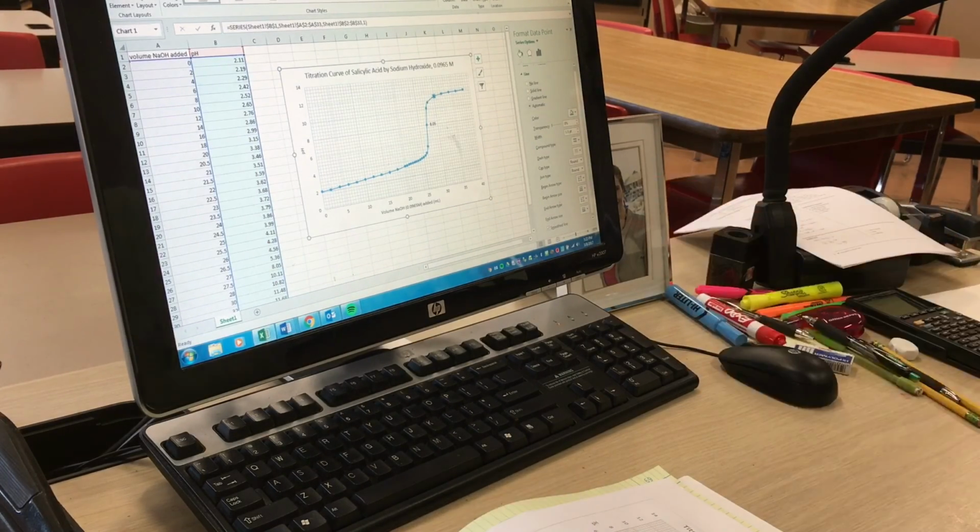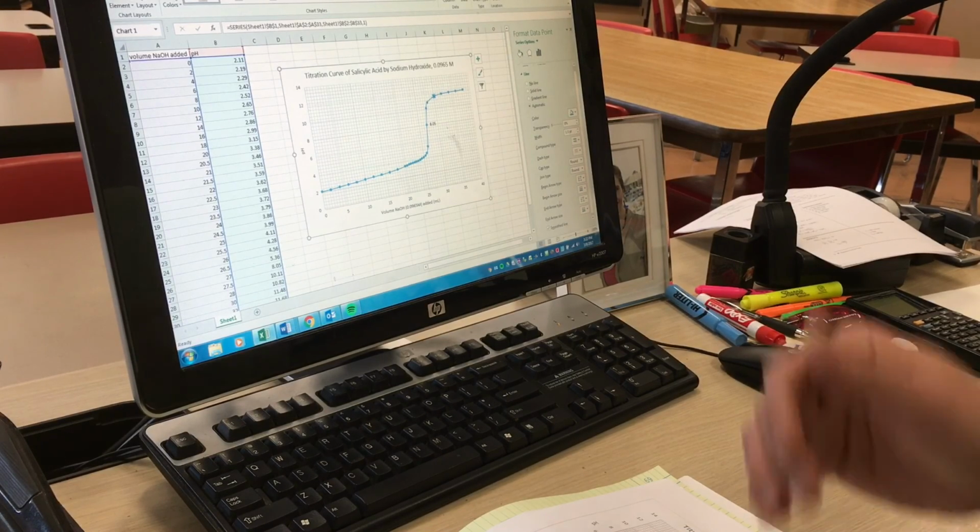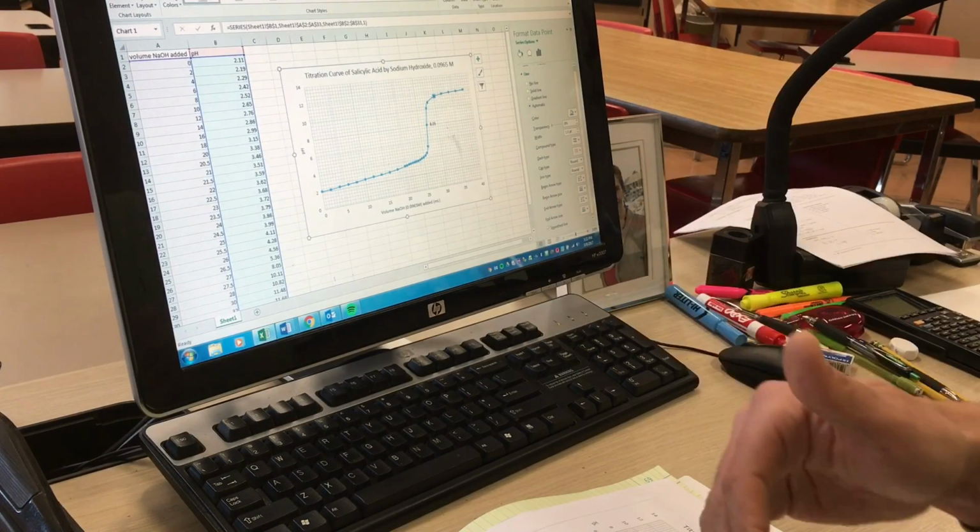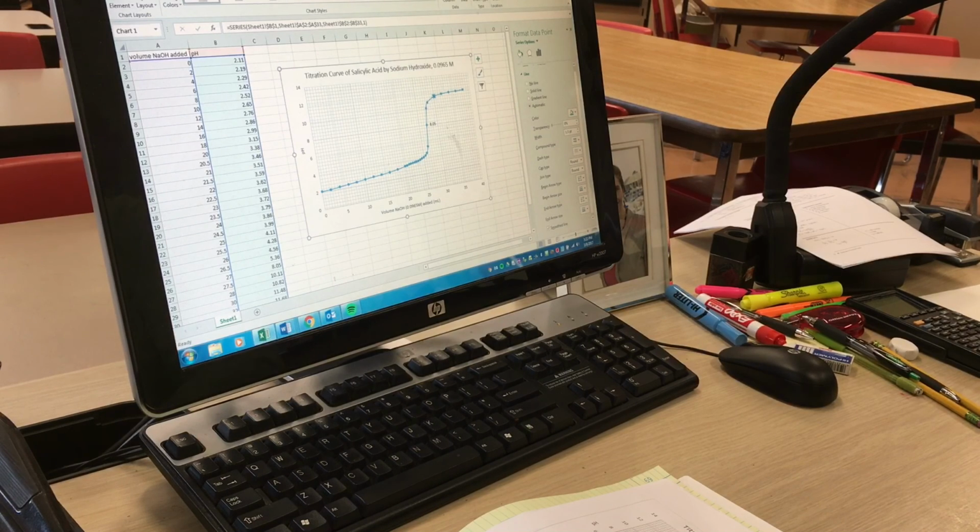All that's left to do is to calculate your percent error from your pKa compared to the actual pKa of salicylic acid, which you can easily find online.